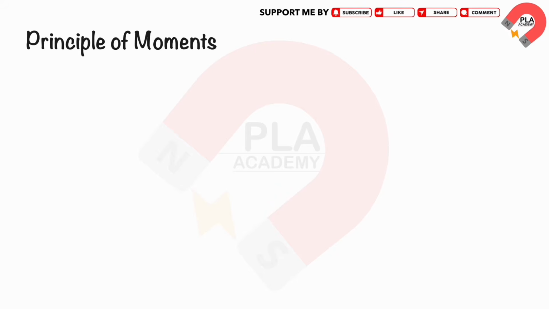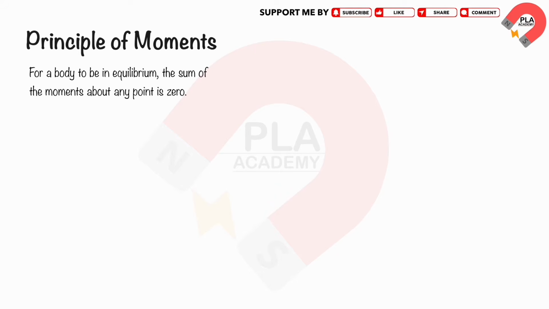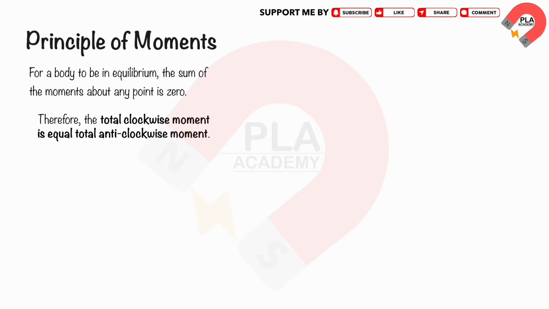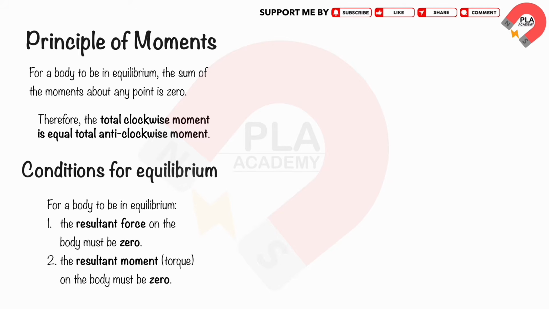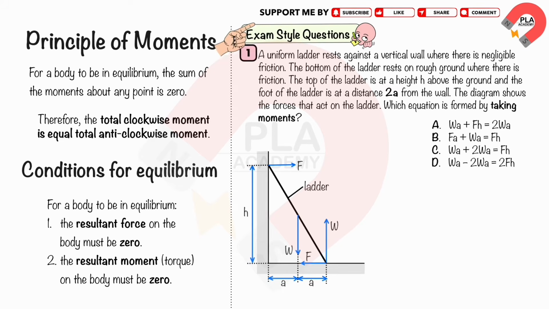Principle of moments. For a body to be in equilibrium, the sum of the moments about any point is 0. Therefore, the total clockwise moment is equal to the total anticlockwise moment. Conditions for equilibrium. For a body to be in equilibrium, the resultant force on the body must be zero, and the resultant moment, torque, on the body must be zero.